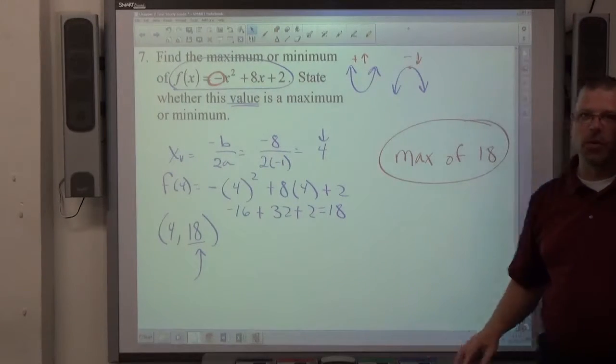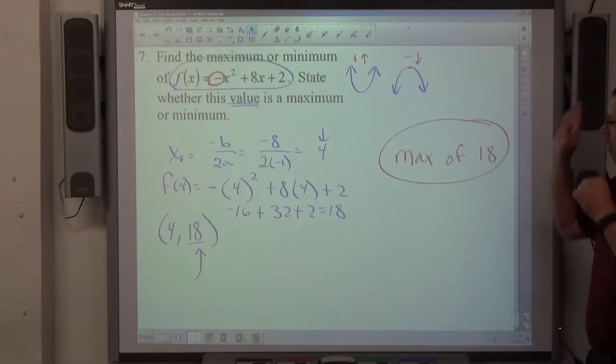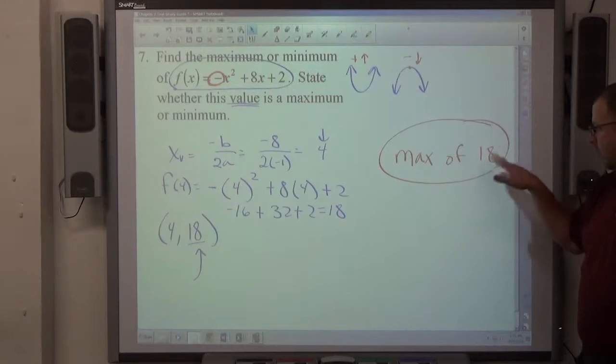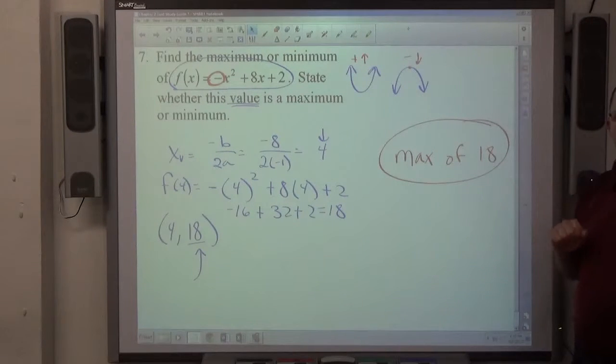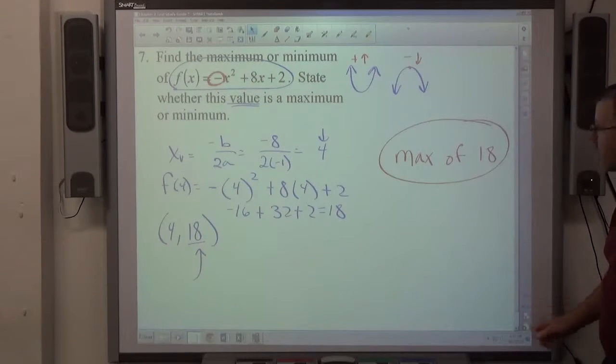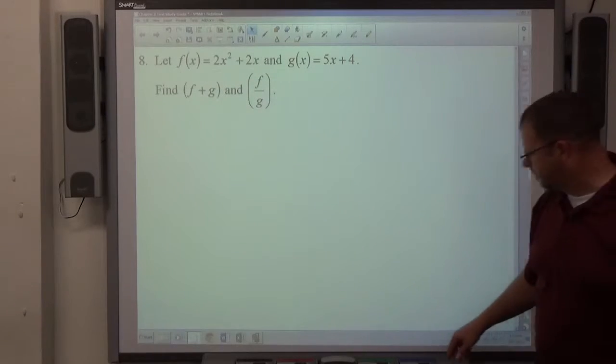And so that's what we're looking for on a maximum or minimum value problem. What is it? And what is the actual value? And is it a minimum or maximum? Tell me that.